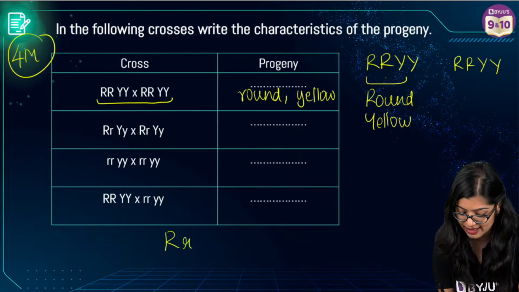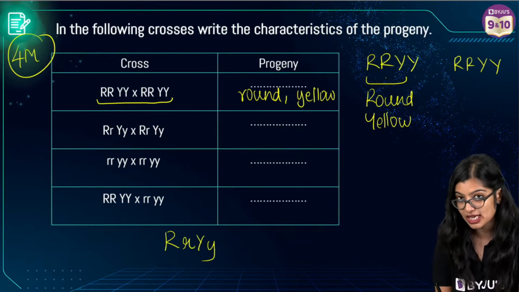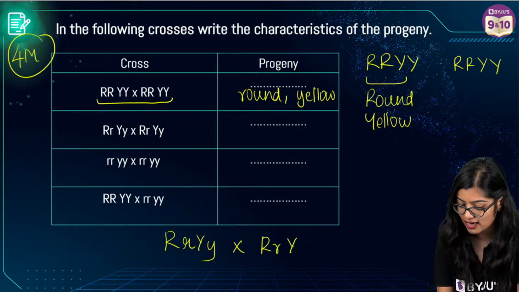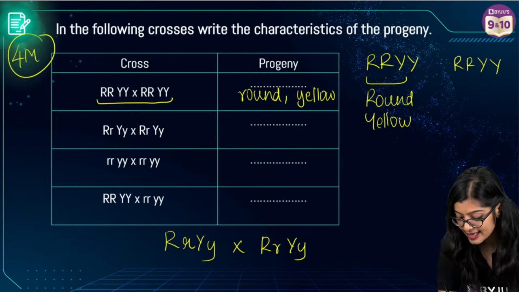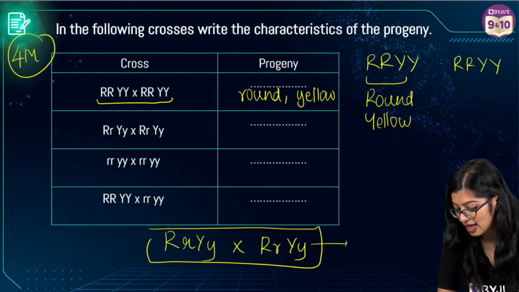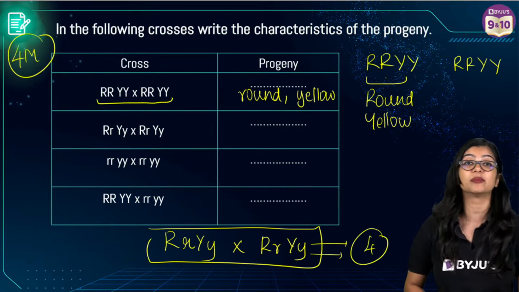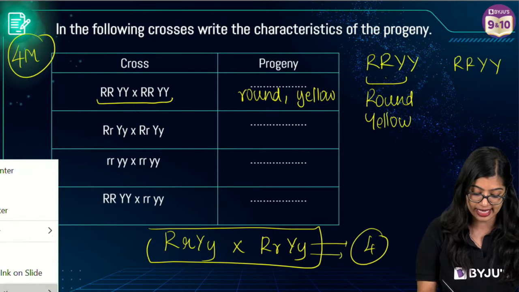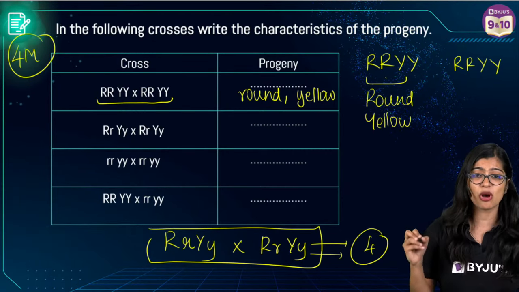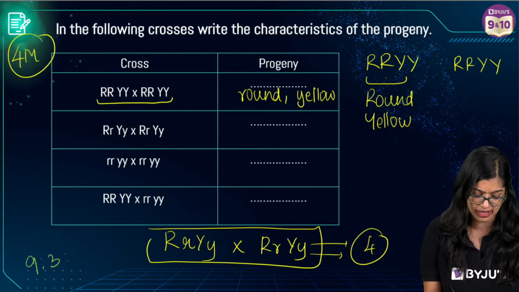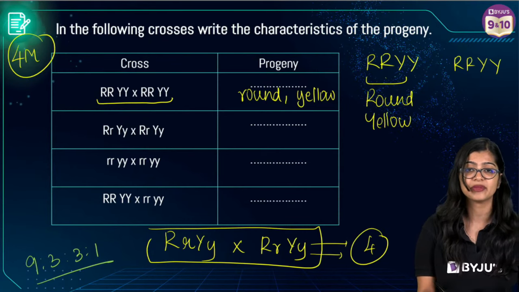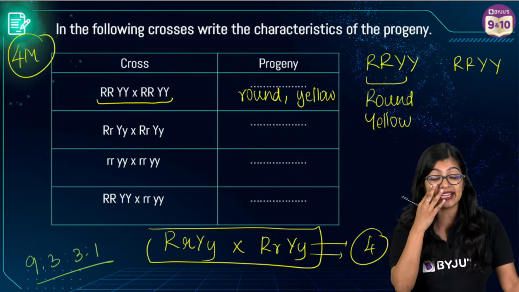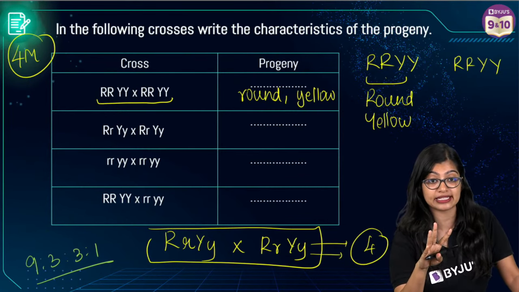Now moving on to the next one, which is slightly tricky. You have a heterozygous condition: capital R, capital Y, small y, which will cross with capital R, capital Y, small y. This is your dihybrid ratio where you can get four possibilities of gametes. So what are you going to get for the second one? This is your proper dihybrid ratio, 9:3:3:1. I need you to give me all the four possibilities in the answer.